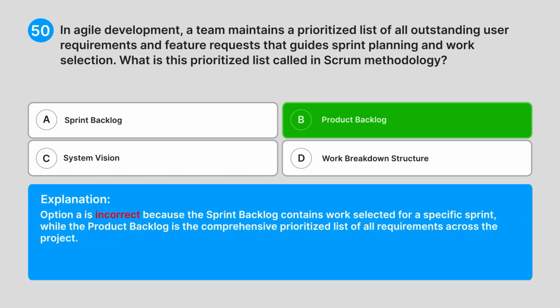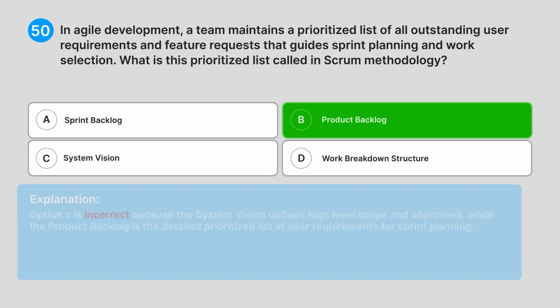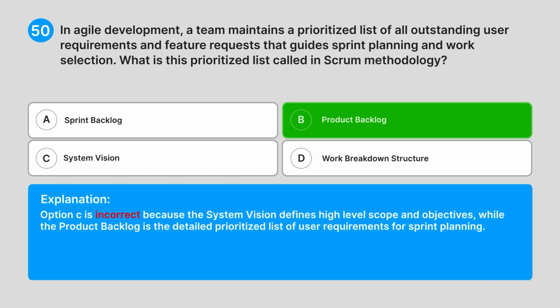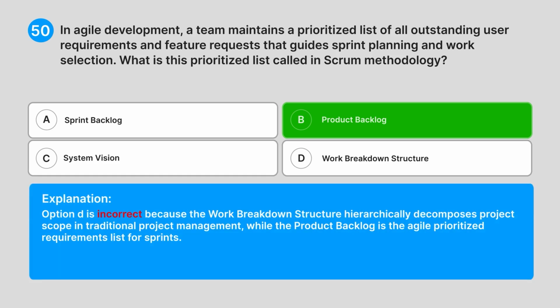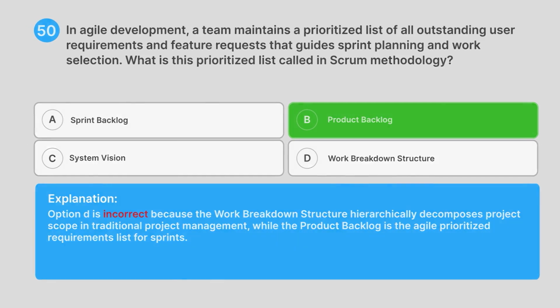Option A is incorrect because the sprint backlog contains work selected for a specific sprint, while the product backlog is the comprehensive prioritized list of all requirements across the project. Option C is incorrect because the system vision defines high-level scope and objectives, while the product backlog is the detailed prioritized list of user requirements for sprint planning. Option D is incorrect because the work breakdown structure hierarchically decomposes project scope in traditional project management, while the product backlog is the agile prioritized requirements list for sprints.